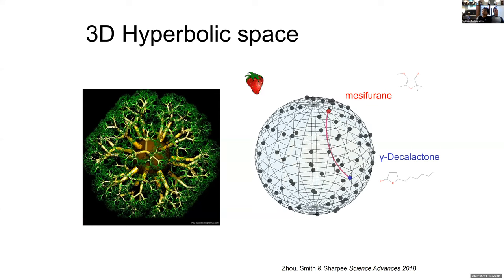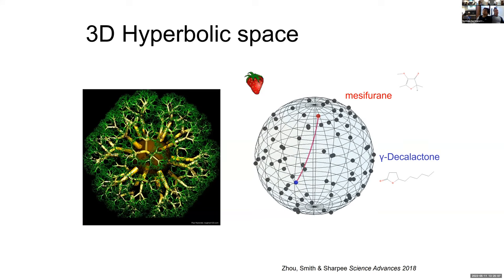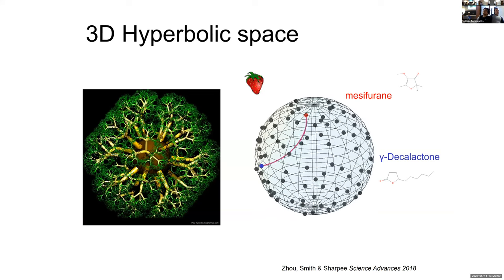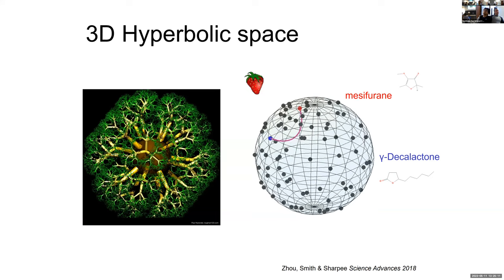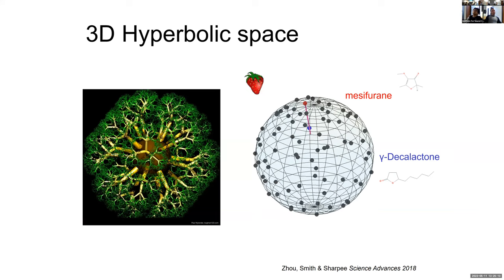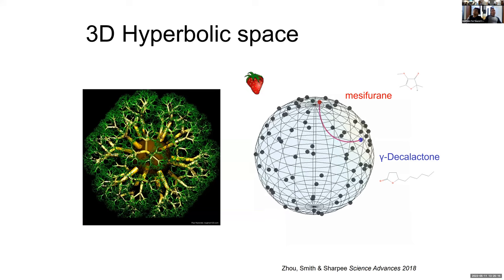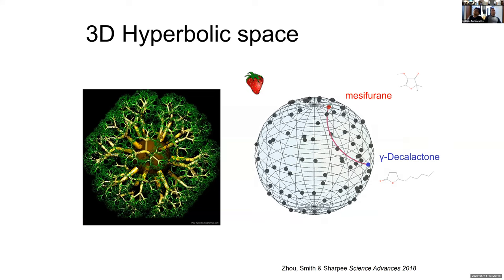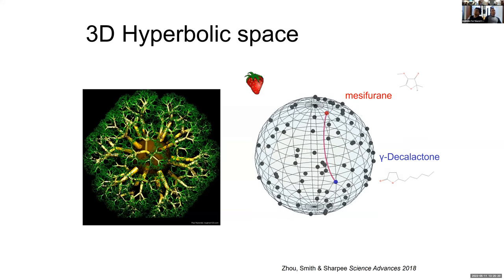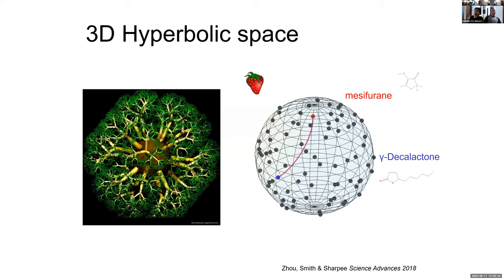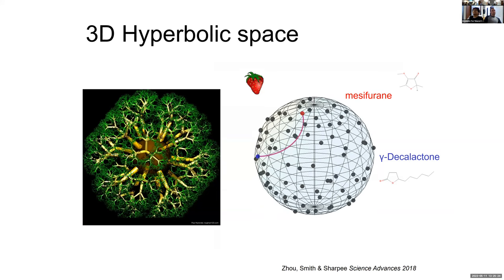So then there are other follow-up papers. There are books about it, like hyperbolic haptic space, hyperbolic color space. What else? I don't remember about auditory space.